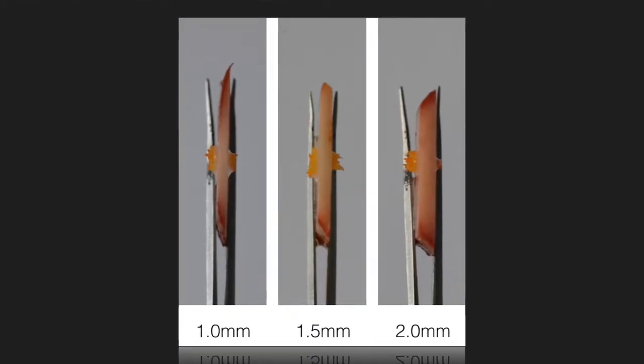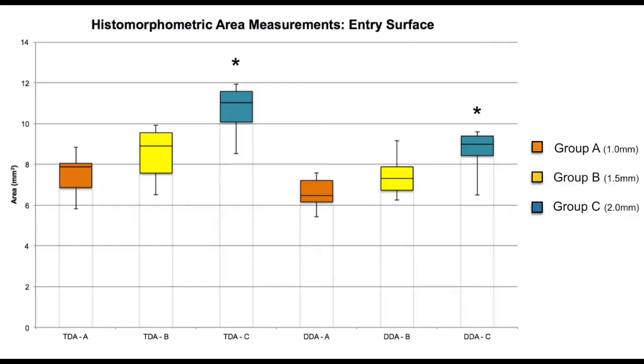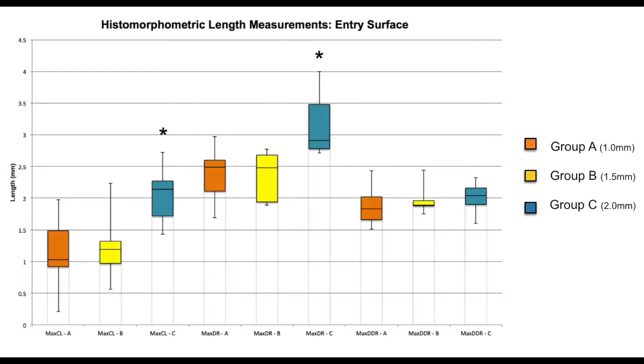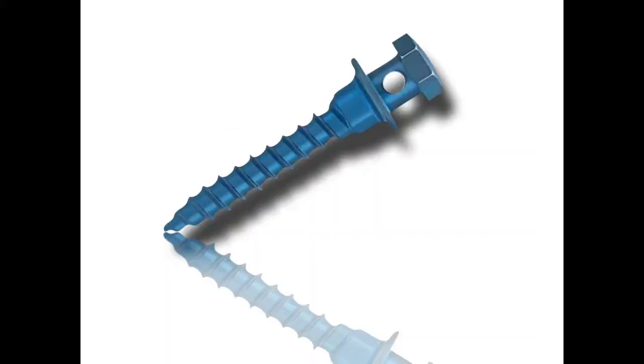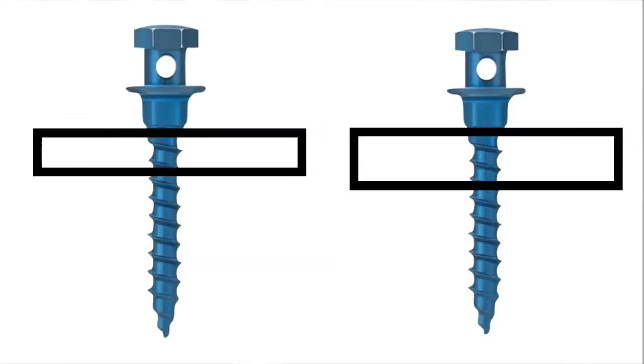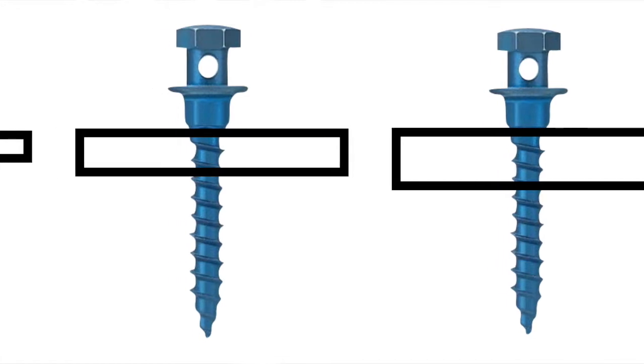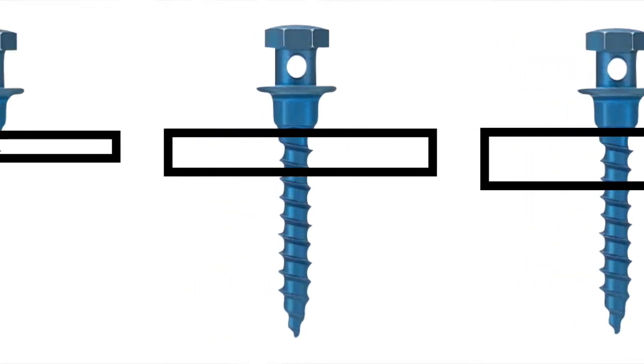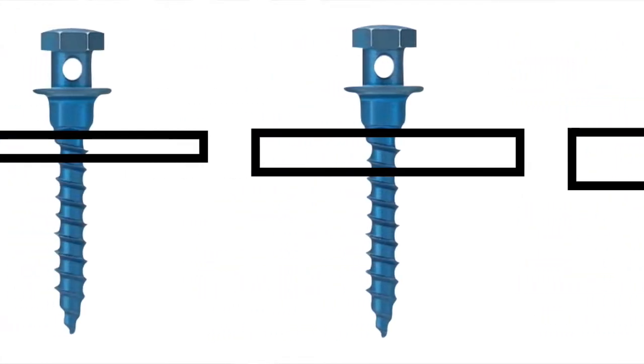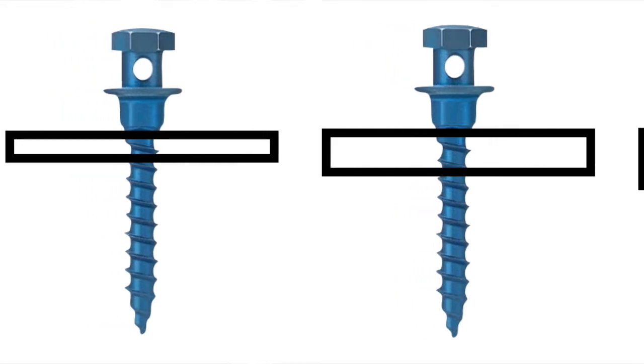Despite the incomplete insertion, 2 millimeter thick bone demonstrated statistically significant total damage area, diffuse damage area, maximum damage radius, and maximum crack length, compared to the 1 millimeter and 1.5 millimeter thick bone. These results can be attributed to the design characteristics of the orthodontic miniscrew, which has a pitch of 0.69 millimeters. Therefore, in 2 millimeter thick bone, 2.9 threads would interlock, compared to 1 interlocking thread for 1 millimeter thick bone.